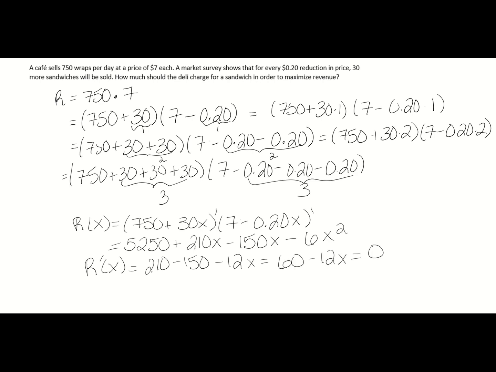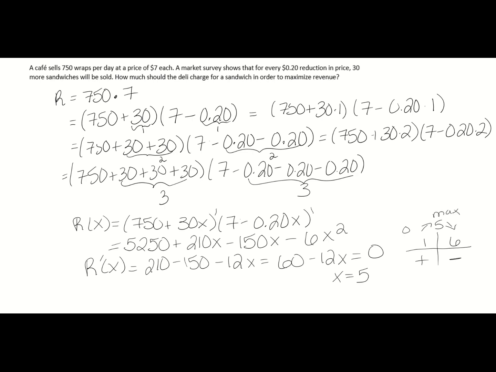I'll set it equal to 0. I'll get 12x is equal to 60, which means that x is equal to 5. Again, I do want to double check that this is a max. So this time I'll do the first derivative test, to remind you. The first derivative test is you put the 5 here. 0 would be over here, because remember that you can't do a negative amount of reductions. So here I'll pick 1, here I'll pick 6, and when I put in 1, I get a positive number, and when I put in 6, I get a negative number. So this is a max. So that's the first derivative test.